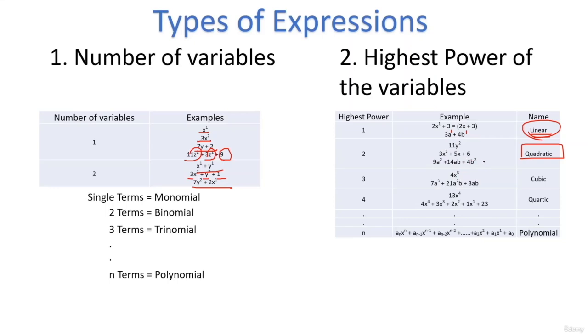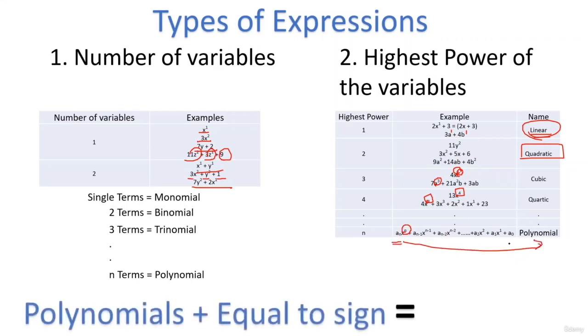Cubic expressions or cubic polynomials will have exactly 3 as the highest power, like 7a cube, 4x cube. Quartic polynomials or quartic expressions will have the highest power as 4. Likewise, an expression which has n as the highest power of the variable is simply called a polynomial. So what exactly do you do when you combine polynomials and the equal to sign? You basically form equations.